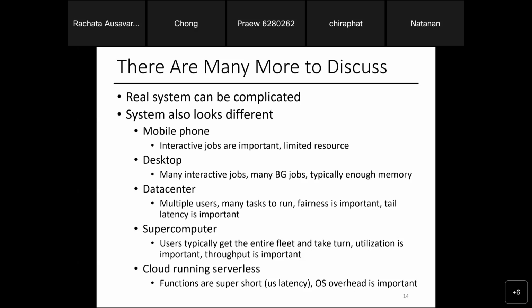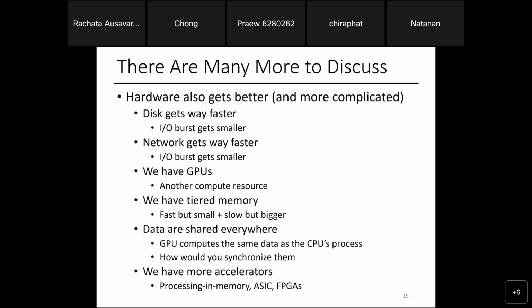Cloud running serverless, I talked to you about this already. The function call is microsecond, so the context switch and the overhead from the OS get more and more significant. Hardware also gets better. This is another thing that changed quite a bit today. Your disk gets faster. Your network gets way faster.